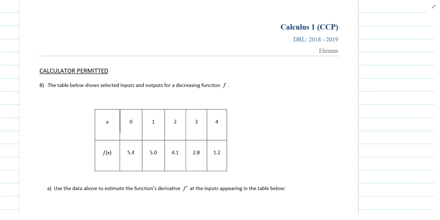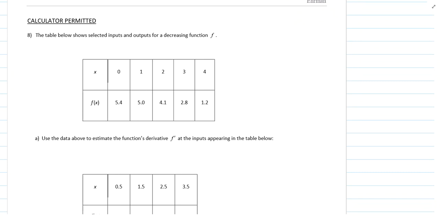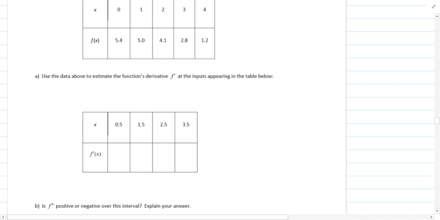In this video, we're going to continue with our Calculus 1 final exam review, and we're now switching to the calculator permitted portion of the test. Now, for question number 8, we're provided with a table of data whose inputs are given to us in the top row and the outputs in the bottom row. We would like to use that information to determine or estimate a function's derivative at the points down below.